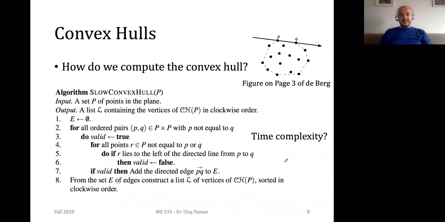So what is the time complexity of this slow algorithm, which is computing the convex hull? If you look at the details of the pseudocode, you see that we have a for loop, and this for loop is running for all the pairs in the given set. And so this means that we have about n times n number of pairs. And then what do we have?